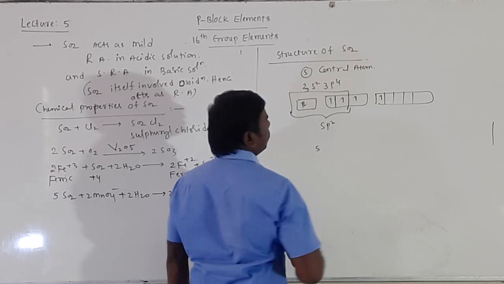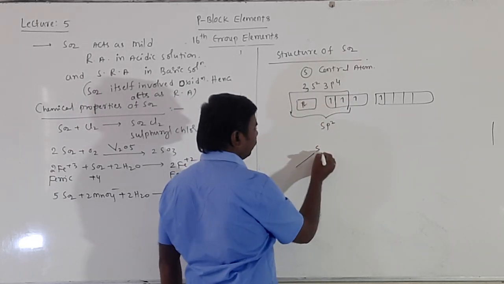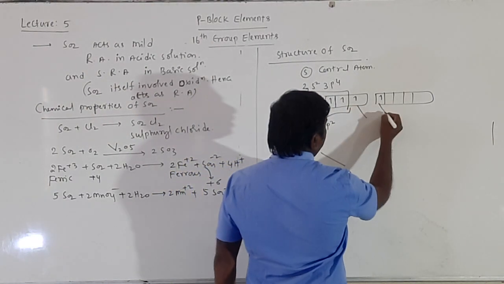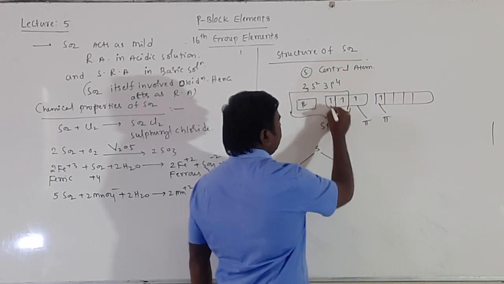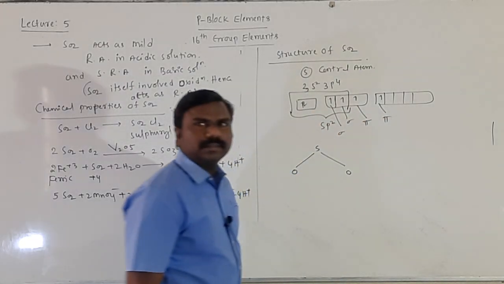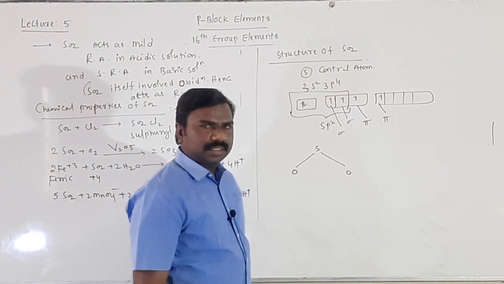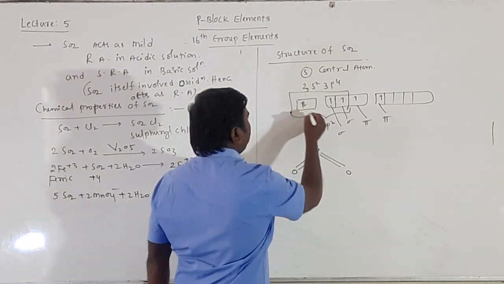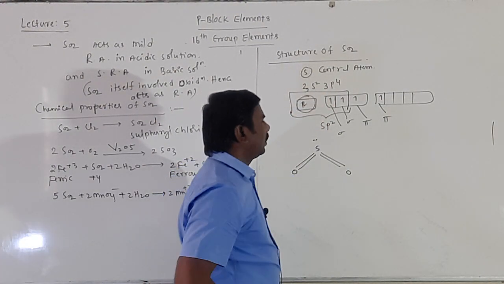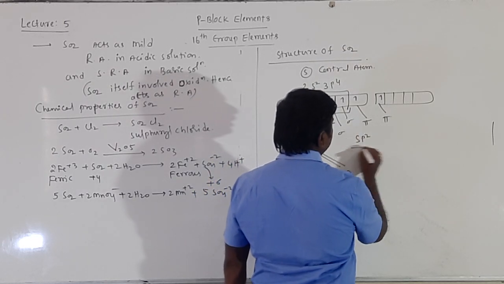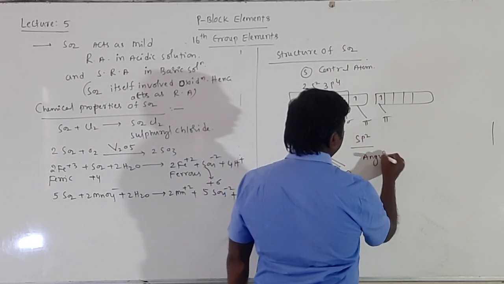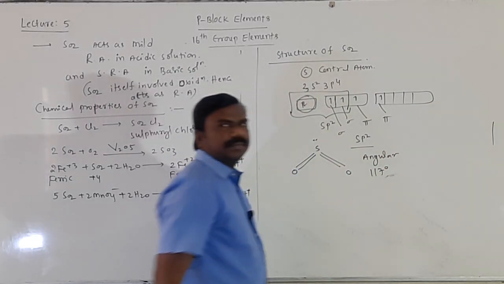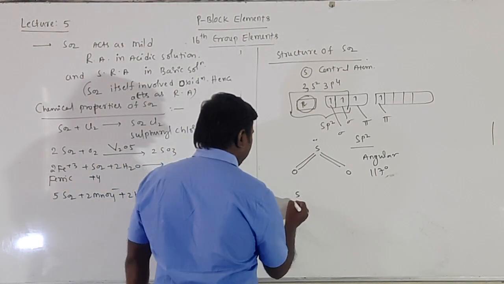Among them, sulfur is the central atom. These two can form sigma bonds with the oxygens, and these two can form pi bonds. So 2 sigma bonds with oxygens and 2 pi bonds with the oxygens, and 1 lone pair. This is the lone pair present on the sulfur. Hybridization is sp2. Shape is angular. Bond angle is 117 degrees. Right?